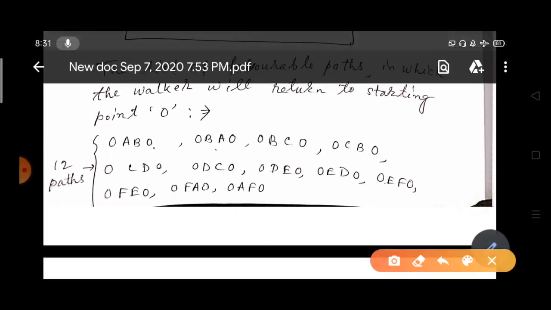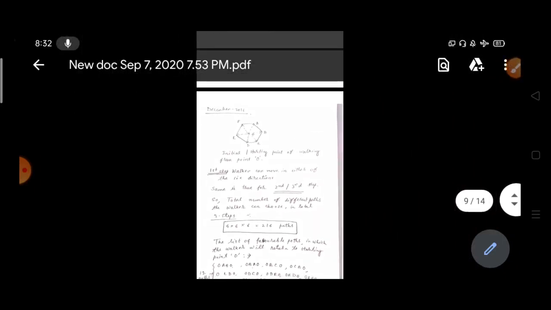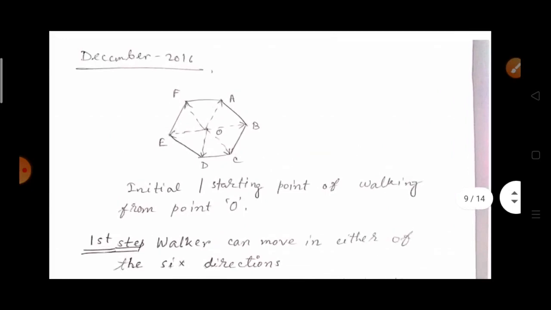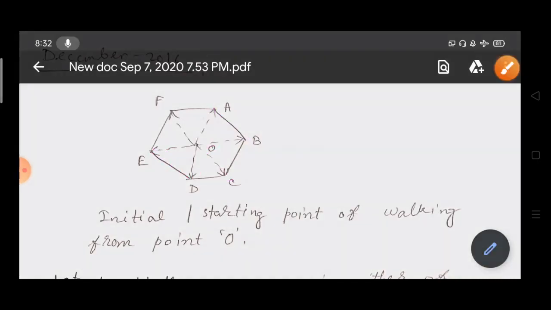The favorable paths can be OABO or OBAO, OBCO or OCBO, OCDO or ODCO, ODEO or OEDO, OEFO, OFEO, OFAO, OAFO. So understand it. I want to show you with these two different diagrams. The screen is a bit small. Here you understand it. The OABO path is this one, the OBAO path is this one, or it can be the ODEO path, or it can be the OEDO path. So these are the several choices you can make.